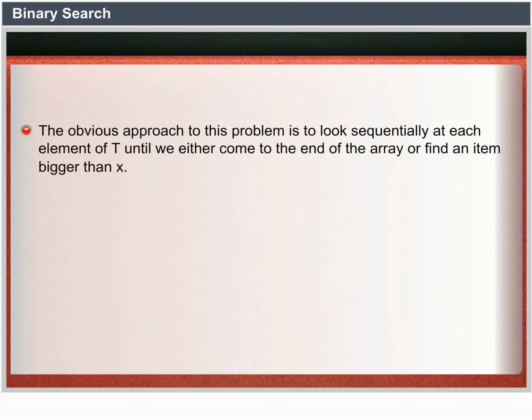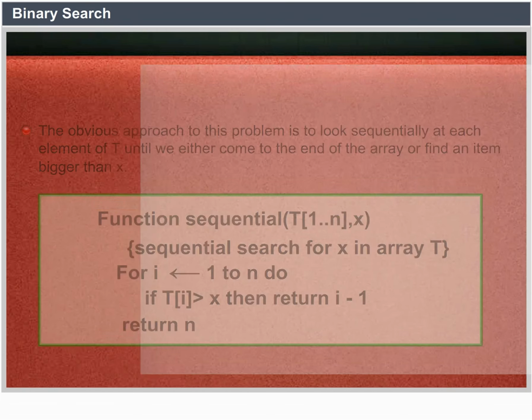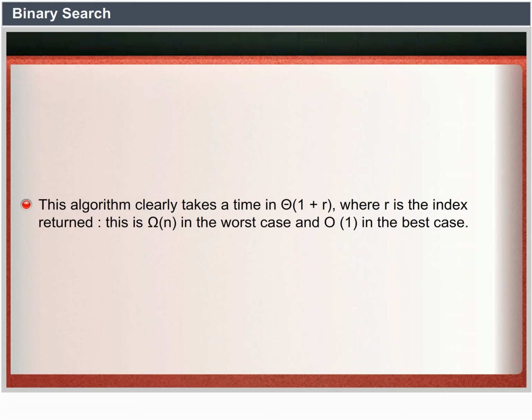The obvious approach to this problem is to look sequentially at each element of T until we either come to the end of the array or find an item bigger than x. Sequential function is shown in this figure. This algorithm clearly takes a time in theta of 1 plus r, where r is the index returned. This is big omega of n in the worst case and big O of 1 in the best case.